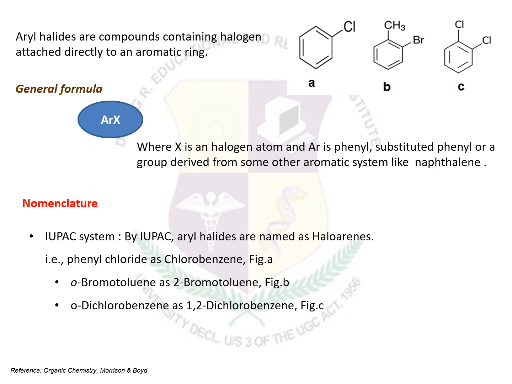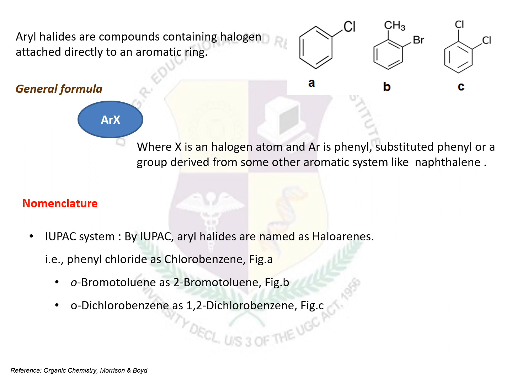The nomenclature is followed as per the IUPAC system. By IUPAC, we name the halogen atom first and then the arene system. So phenyl chloride is named chlorobenzene, as we can see in figure A, where chlorine is the halogen atom attached to the benzene ring.